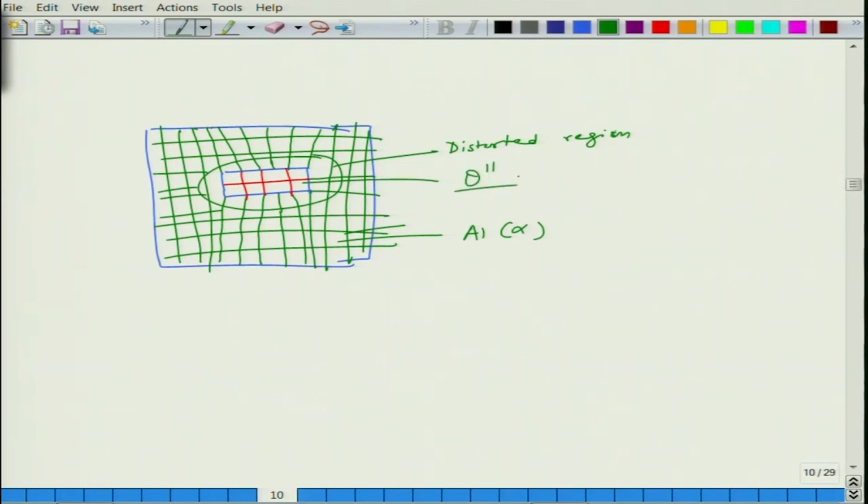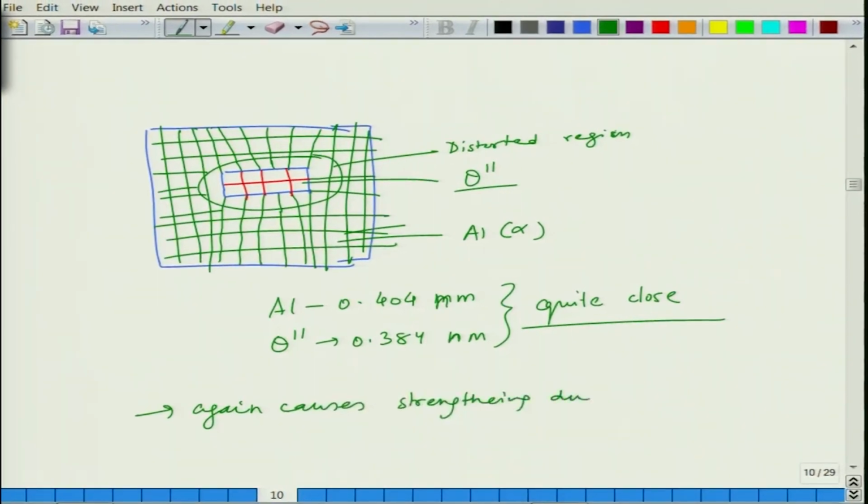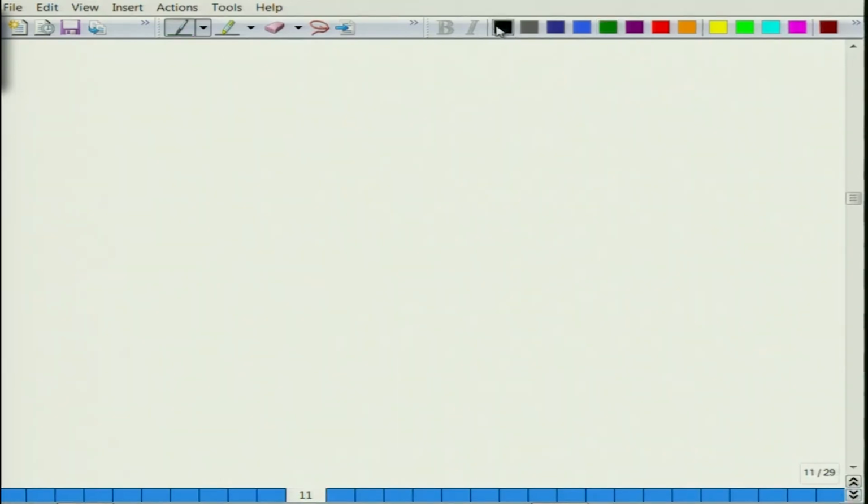So it is pretty much fully coherent, and the lattice parameter of aluminum is 0.404 nanometer, and for theta double prime the lattice parameter is 0.384, sorry, nanometer, not millimeter, and they are quite close. As a result they still maintain a coherent or sort of semi-coherent strain interface. So this again causes strengthening due to interfacial strain.